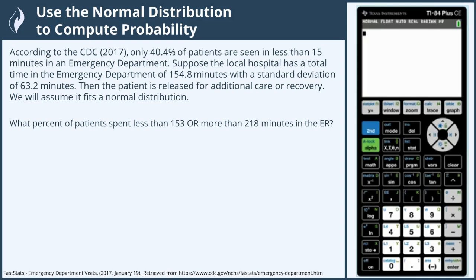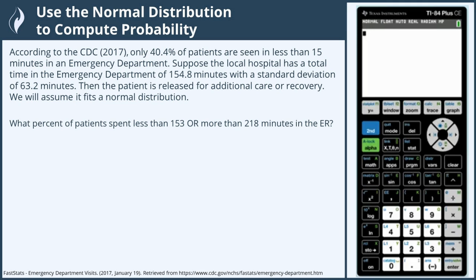Hi everyone, in this video we will use the normal distribution to compute probability. According to the CDC, only 40.4% of the patients are seen in less than 15 minutes in an emergency department. Suppose the local hospital has a total time in the emergency department of 154.8 minutes, with a standard deviation of 63.2 minutes. Then the patient is released for additional care or recovery.